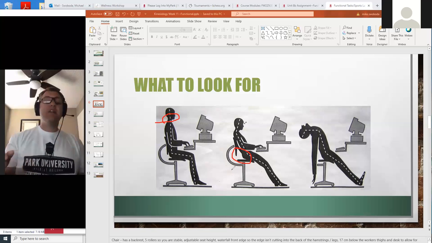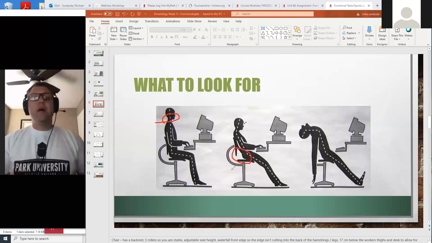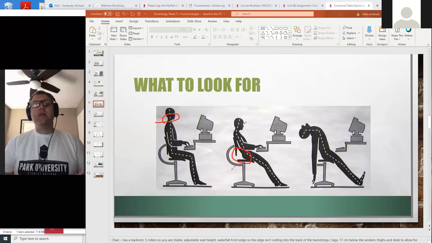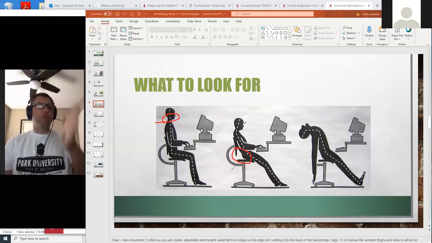And the other one is at your low back. Now, with your low back, you want your low back to form roughly a right angle between your torso and your hip, roughly.